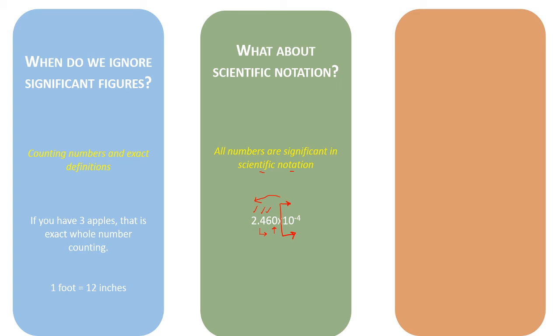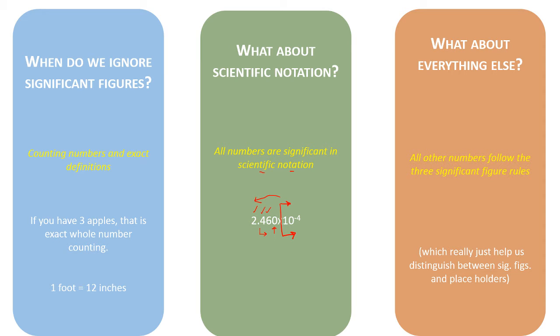Anything that is not an exact counting number, a definition, or scientific notation, everything else, we're going to use the 3 rules that we learned in the last video. Those 3 rules are simple ways to essentially just figure out if zeros are significant figures or if they're placeholders. That's all those rules help us do. And once you all firmly understand what it means to be a significant 0 versus what it means to be a placeholder 0, then you won't have to rely on the rules quite so stringently. You'll be able to internalize the process and look at a number and figure it out.